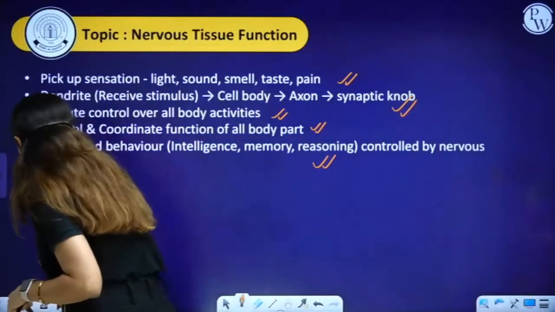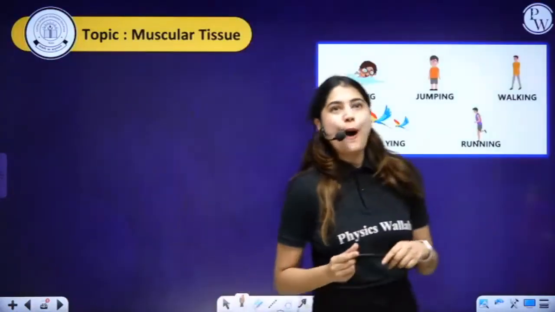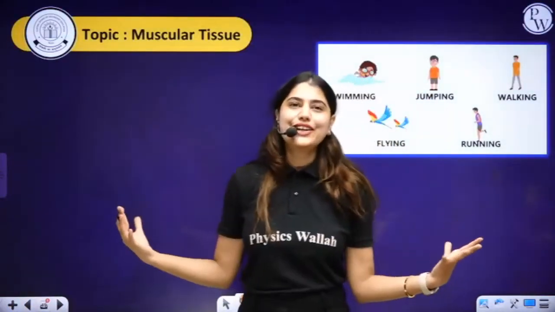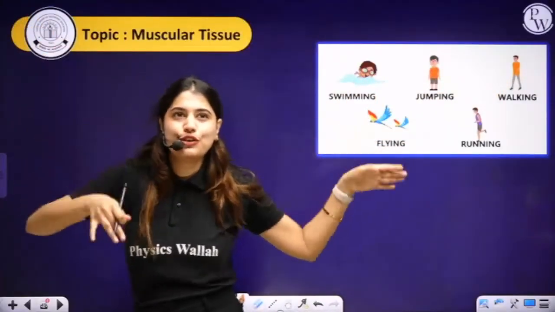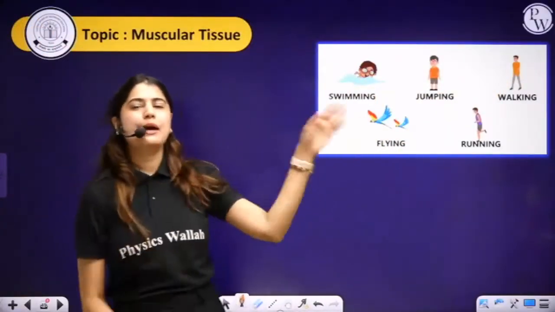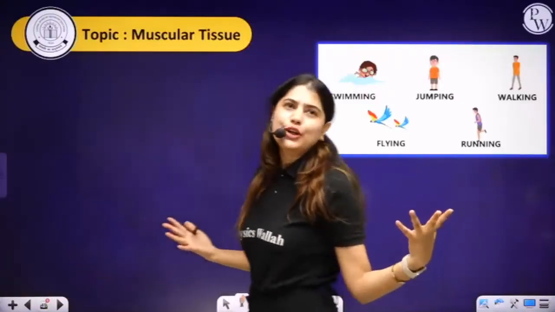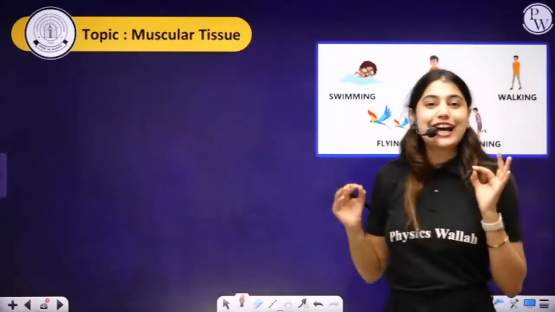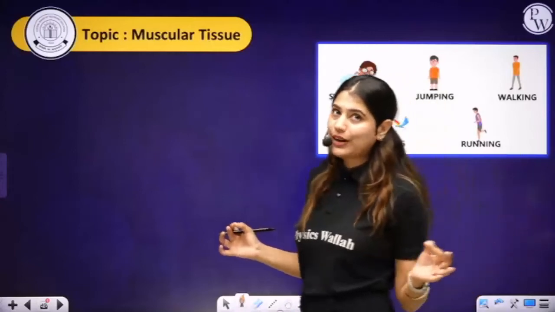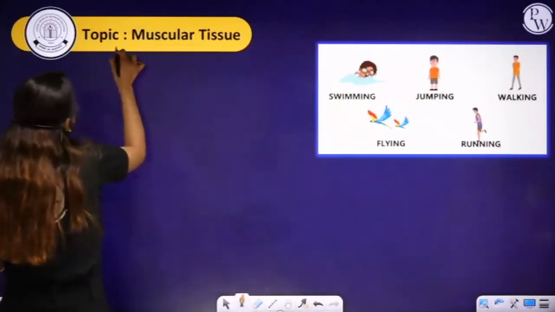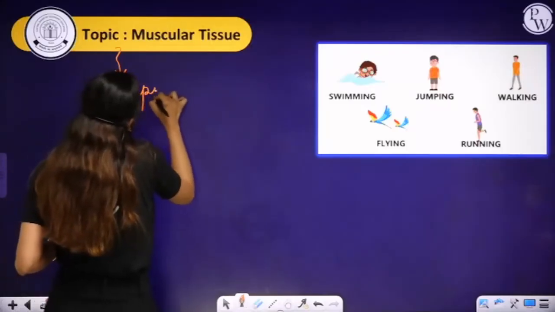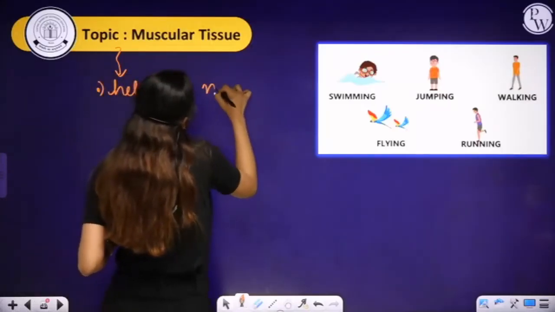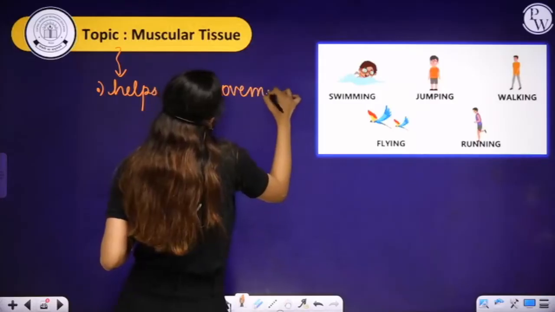Let's move towards the next type of tissue, muscular tissue. The muscular tissue helps us to move, right? If I am able to move, if I am able to dance, I am able to swim, birds are able to fly, all of that, any type of movement occurring in our body, it is because of muscular tissue, right? It helps in movement of the body.